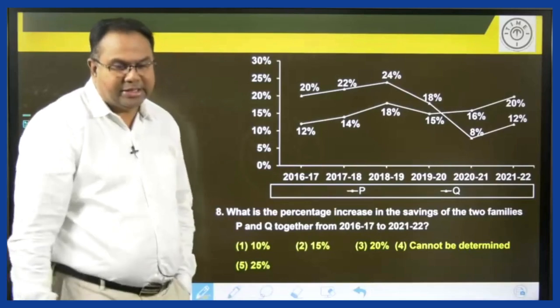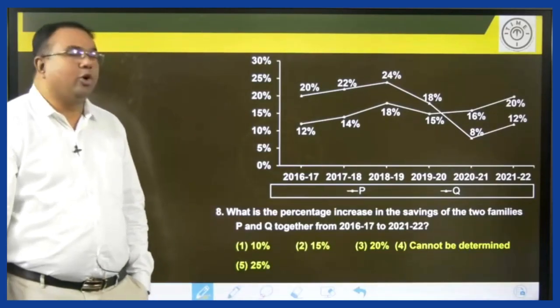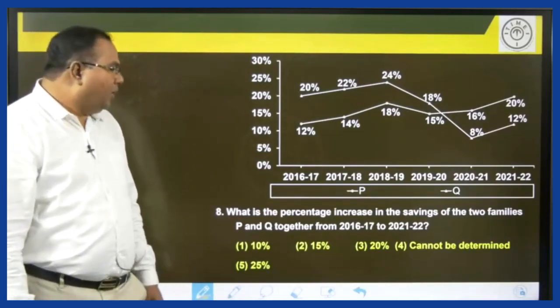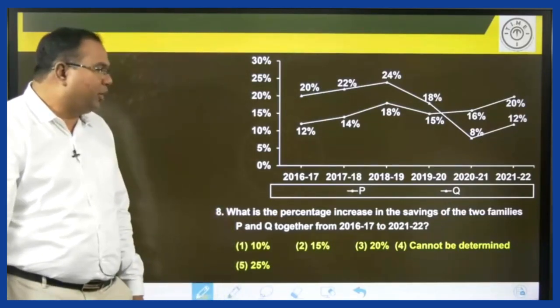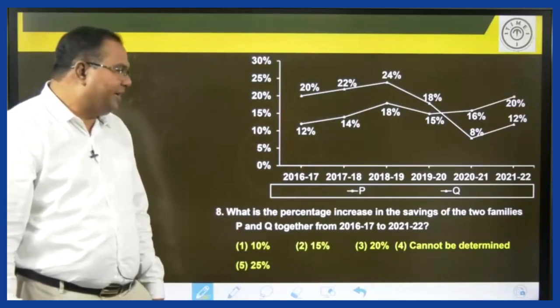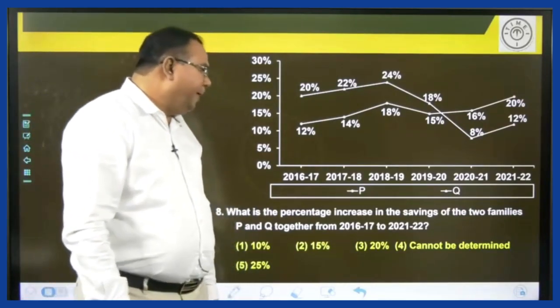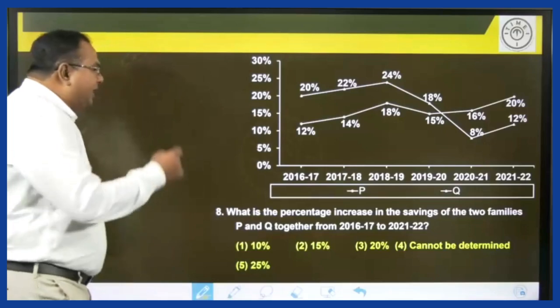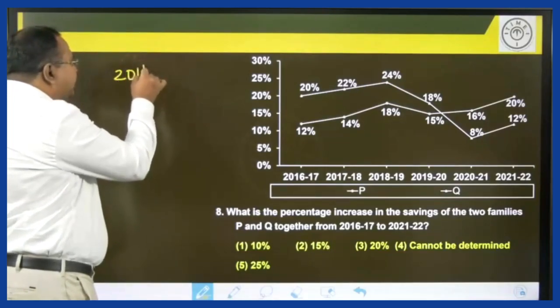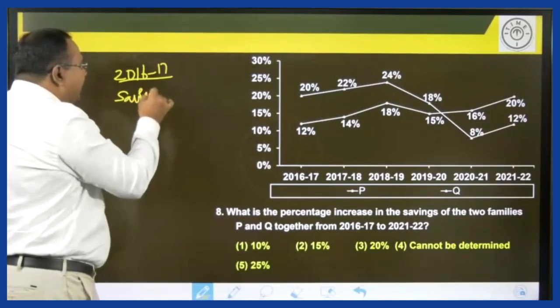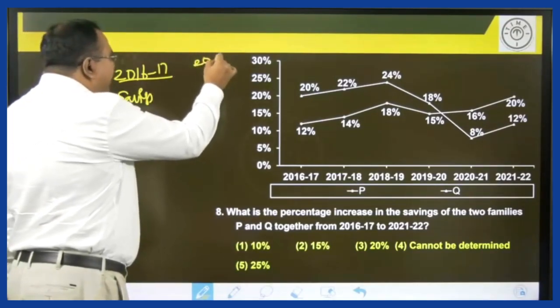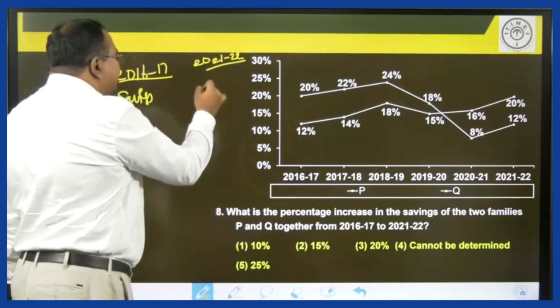Question number 8, students. Okay, this is an important question. You have to pay attention here. What is the percentage increase in savings of two families P and Q together from 2016-17 to 21-22? Percentage increase in savings. So obviously I should know the 16-17 savings value. Similarly, I should know 2021-22. What are my savings values?